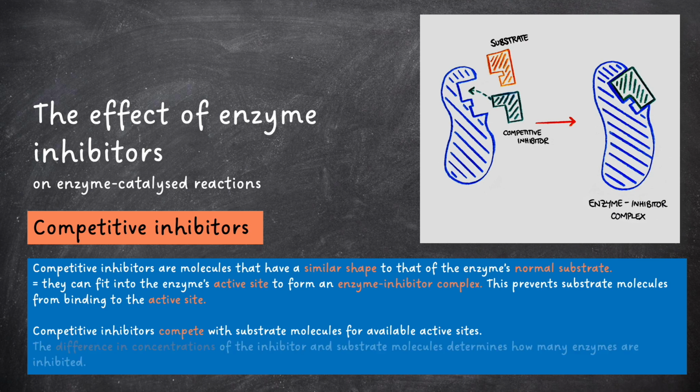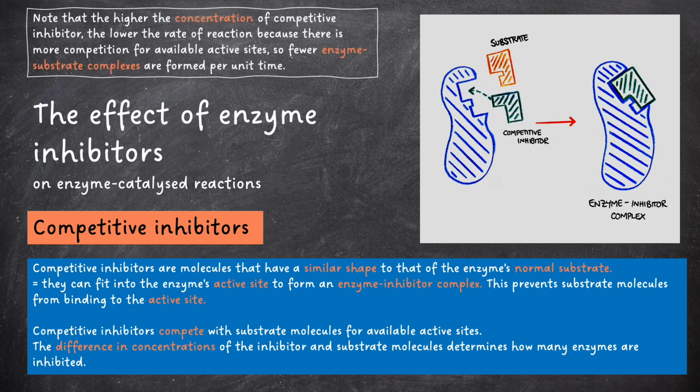The difference in concentrations of the inhibitor and substrate molecules determines how many enzymes are inhibited. Note that the higher the concentration of competitive inhibitor, the lower the rate of reaction, because there is more competition for available active sites, so fewer enzyme-substrate complexes are formed per unit time.